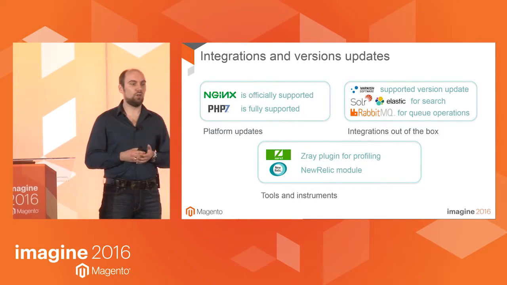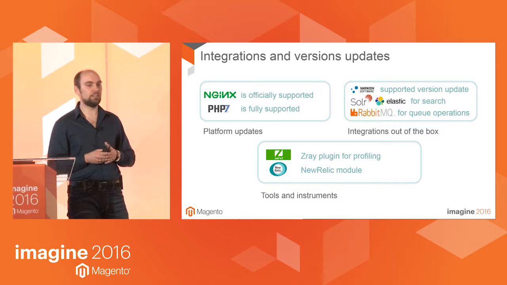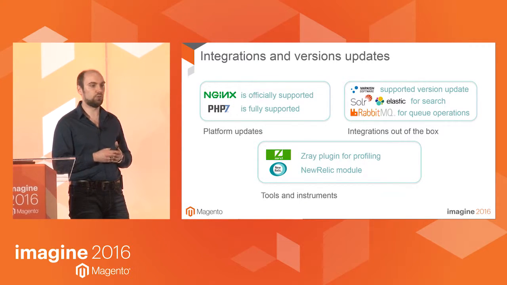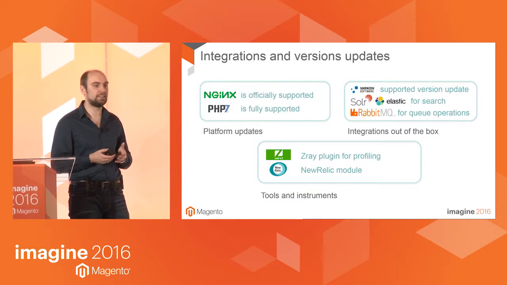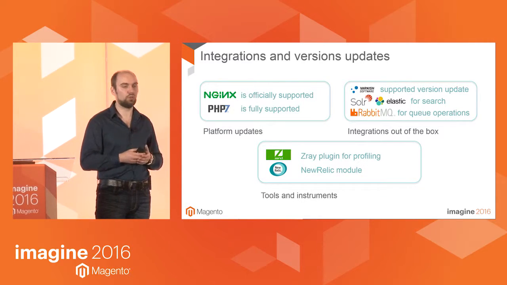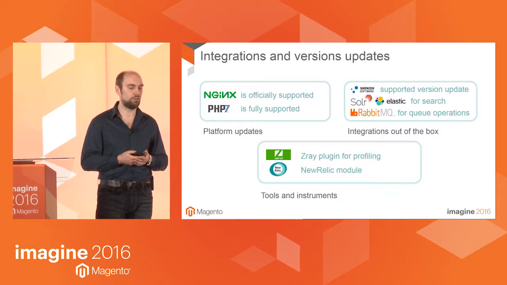In 2.1, we are adding support for the Elastic search engine. So in addition to Solr, you will get Elastic. Both Solr and Elastic have pretty similar performance, but Elastic will come with a bunch of juicy functional features.